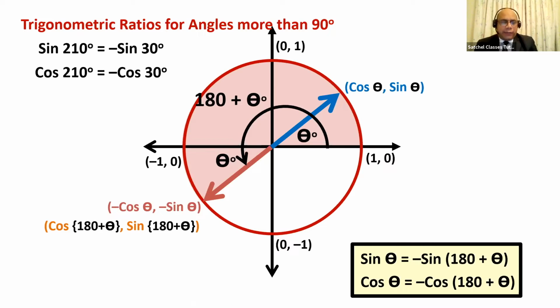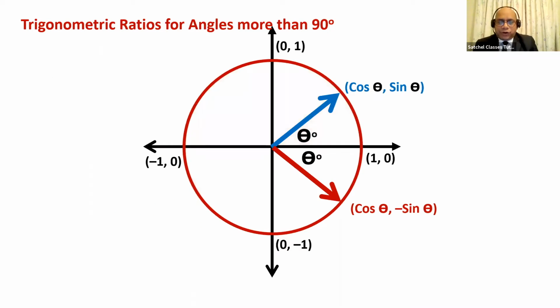For example, if I want to find sine of 210 degrees, because 210 is 30 more than 180, it will be minus of sine theta, or that is minus of sine 30. Similarly, cos of 210 will be minus of cos 30. Finally, let's come to quadrant 4, right?